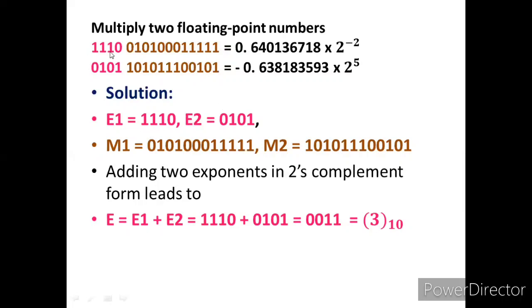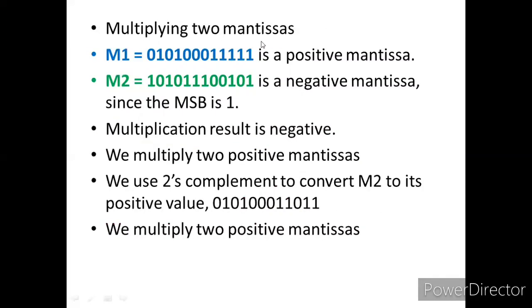So E1 is 1110 because it's the 2's complement value there, and 5 is 0101. Add these two numbers and we get 0011, which is nothing but 3 in decimal. So for the multiplication of exponentials, we have got the correct result. Now we have to multiply the mantissa part. So, multiplying the mantissas, M1 is what?